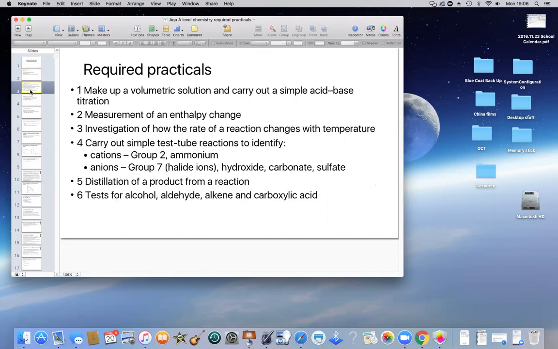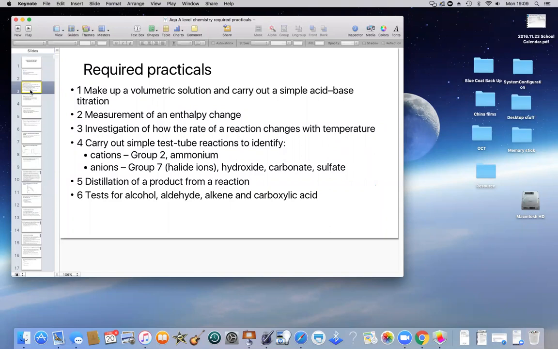Okay. So these are the 6 required practicals that you will do at some point during your first year in A-level chemistry. You will have done some of these already. There may be some still to come. I imagine that early in the year you made up a volumetric solution and did an acid-base titration to determine the concentration of a solution for which you did not know the concentration. You will have measured an enthalpy change, probably fairly recently. Investigating how rate of reaction changes with temperature, something that you may have done or you might be moving on to quite soon.